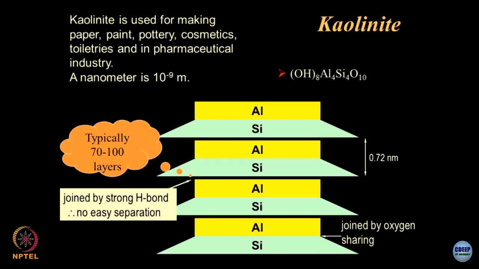And kaolin is a very stable material, and that is the reason it is used for making potteries. Chances are that kaolin will not absorb moisture much, because there is a hydrogen bond between the combination of alumina and silica, and a hydrogen bond is a very strong bond, you cannot break it so easily. So that is the reason kaolin or kaolinite is used for making potteries, alright, and this is a stable system.